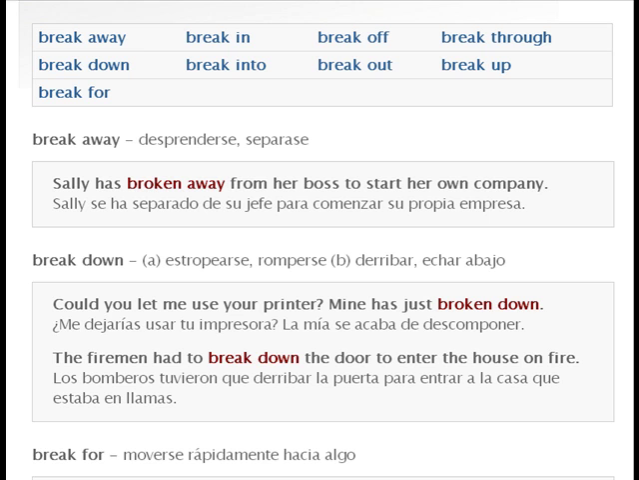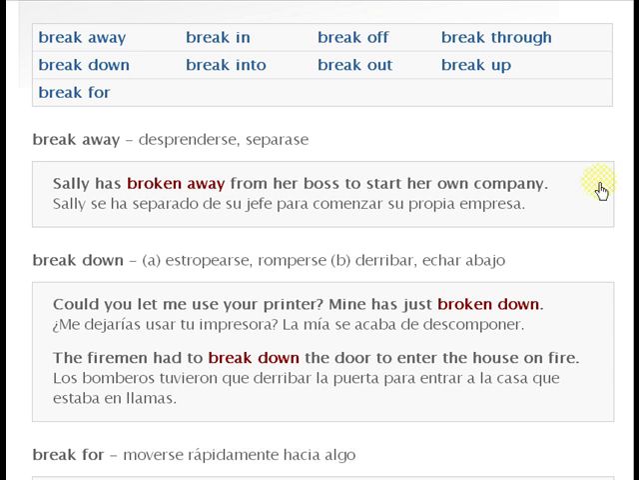Now, break has several meanings in English. Break can be something that is broken, that something has happened to it that causes it to not function. For example, the car is broken. My motor is broken. It doesn't work anymore.